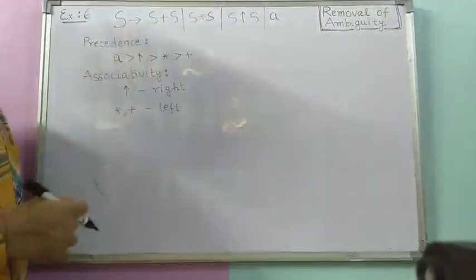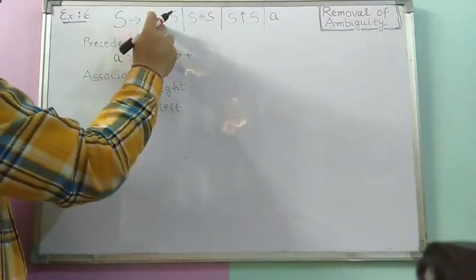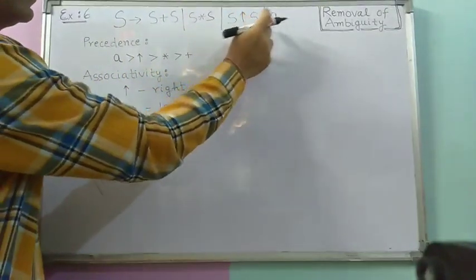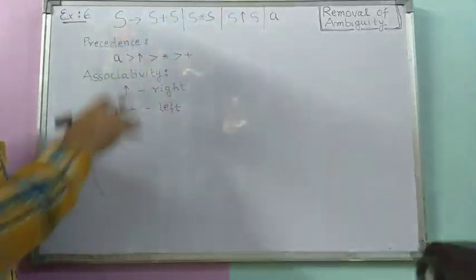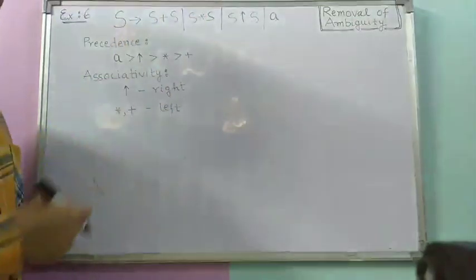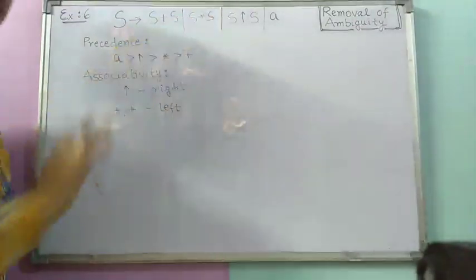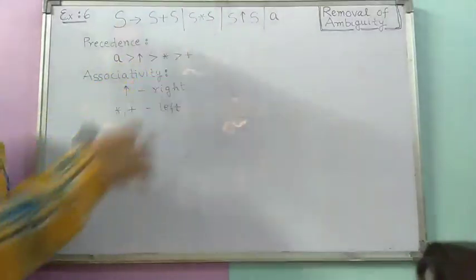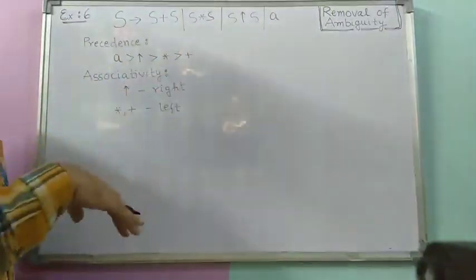Now come on this example. This is also a similar example. Here we are having three operations: plus, asterisk, power. These three operations we are having, and this is the grammar. Obviously, this grammar is also ambiguous, and we can take any appropriate word and prove that this grammar is ambiguous. So I am not going into that detail. I am directly writing an unambiguous grammar corresponding to it.